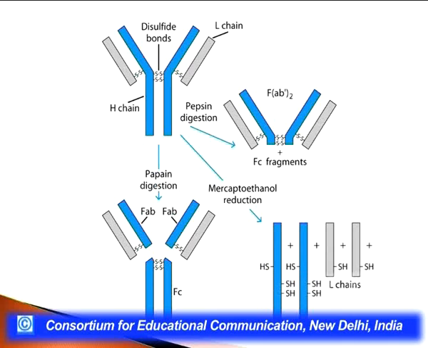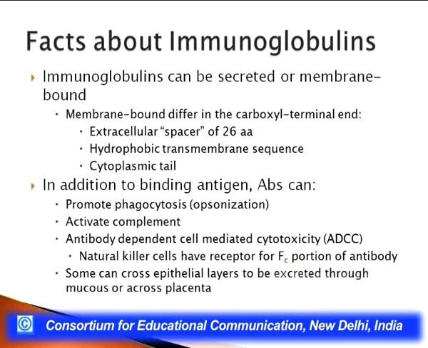In other experiments using mercaptoethanol reduction, the disulfide bonds were reduced and the separate H chains and L chains, that means the heavy chains and the light chains, were obtained. So, all these experiments helped the scientists to find out the real structure of an antibody molecule.